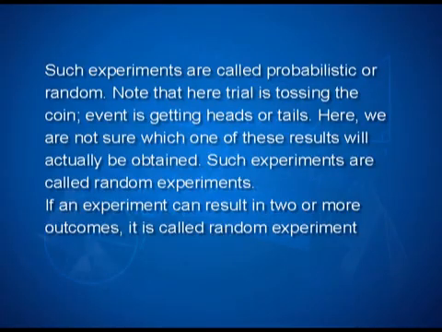Note that here trial is tossing the coin, event is getting heads or tails. Here we are not sure which one of these results will actually be obtained. Such experiments are called random experiments. If an experiment can result in two or more outcomes, it is called random experiment.